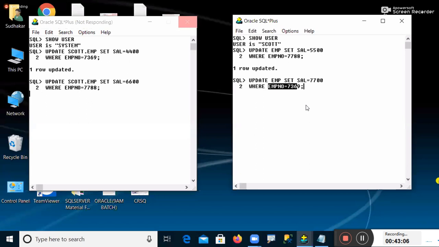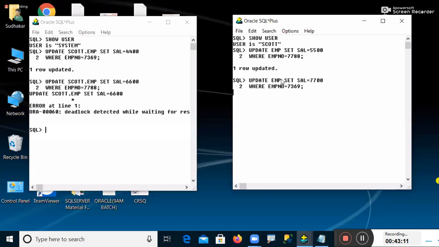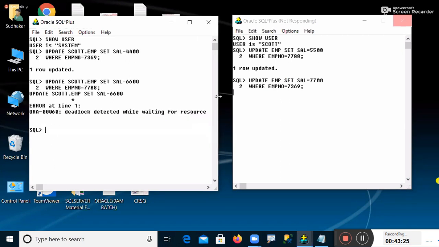Now see what happened. You can see, I just entered, and one error is coming out. What is the error? Deadlock detected while waiting for resource. So what is this? Deadlock is detected. That means user 1 cannot perform and user 2 also cannot perform. Both are in waiting positions.